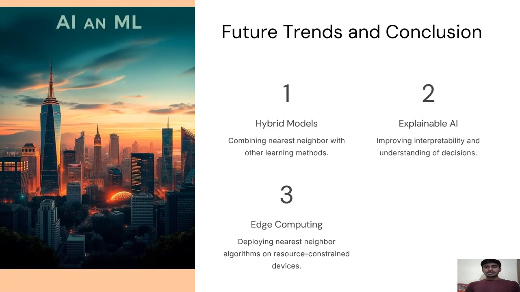Next are the future trends and conclusions. First is hybrid models, second is explainable AI, and third is edge computing. Combining nearest neighbor with other learning methods gives hybrid models. Improving interpretability and understanding of decisions is explainable AI. Deploying nearest neighbor algorithms on resource constrained devices is edge computing. These are the future trends and conclusion in AI/ML.